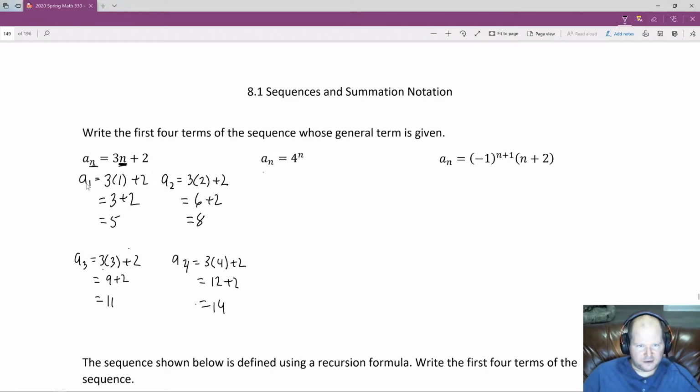Next we have this one. Again, same kind of pattern. So wherever we see an n, we plug in a 1. So that first one in this case is going to be a sub 1. 4 to the nth power, 4 to the first power is 4. Next one is the second one of the sequence. So now we're going to have 4 to the second power. 4 times 4 is 16. And next we're going to have the third one in the sequence. 4 to the third power is equal to 64. Then we're going to have the fourth one in the sequence. 4 to the 4th power is 256.